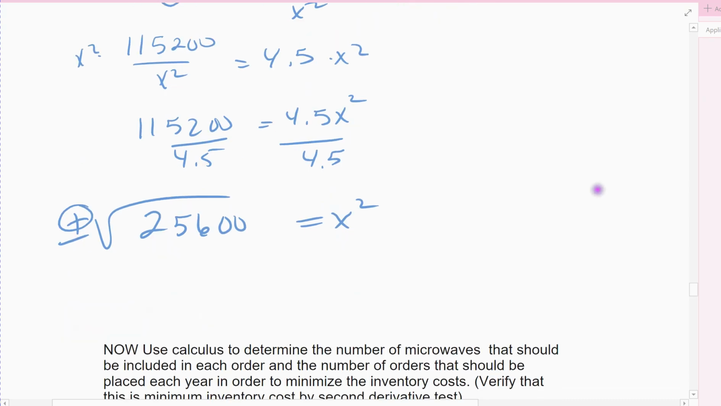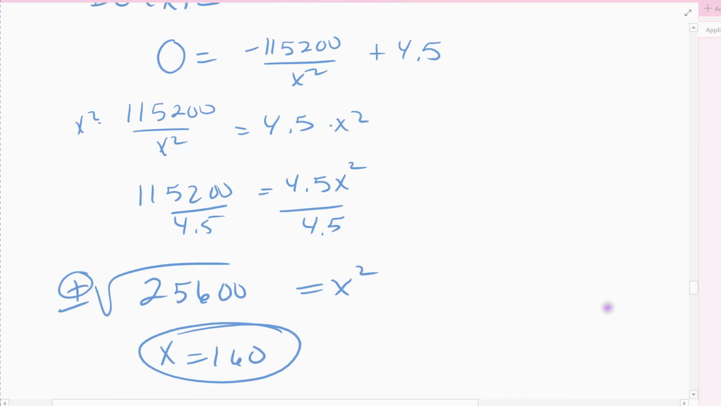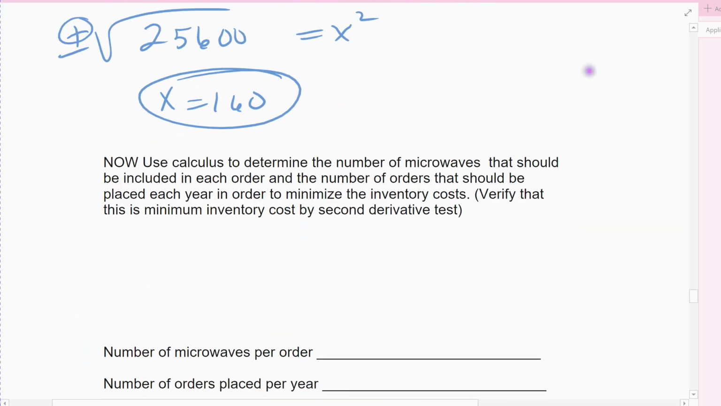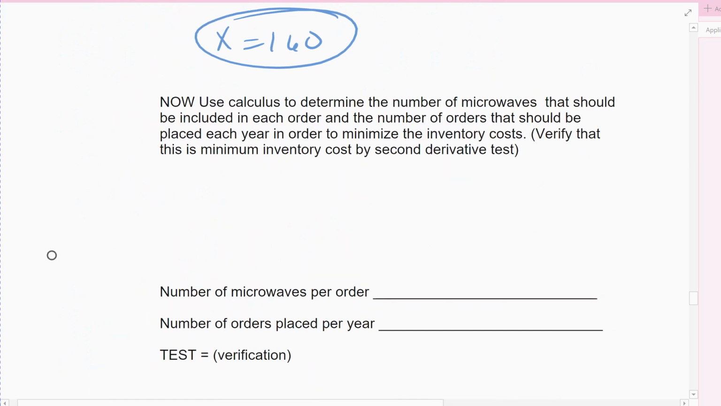Again, usually when we take the square root, it's plus or minus, but in this case, with microwaves, I don't want negative, so I'm going to pick the positive version of it. And so it comes out 160. So my guess is that's how many microwaves we want to ship in each order. So that's the x value. That's this one. Number of microwaves per order, 160. They want to ship 160 microwaves each time they place an order.